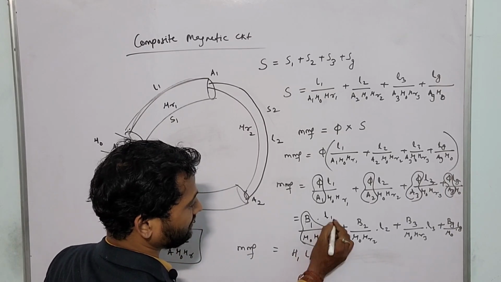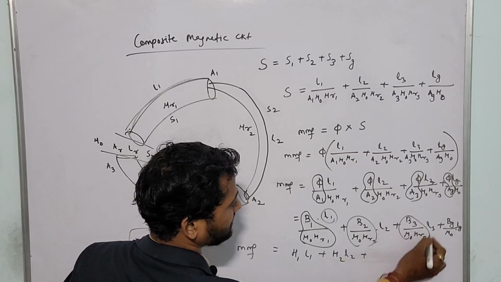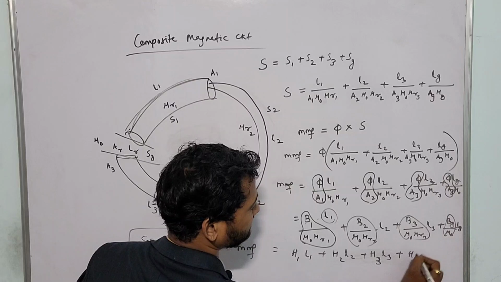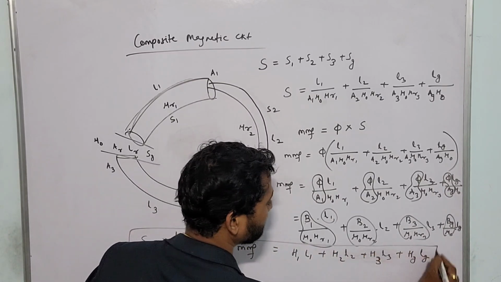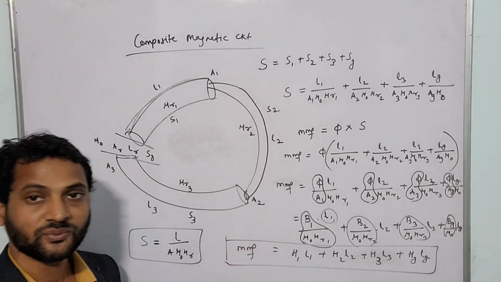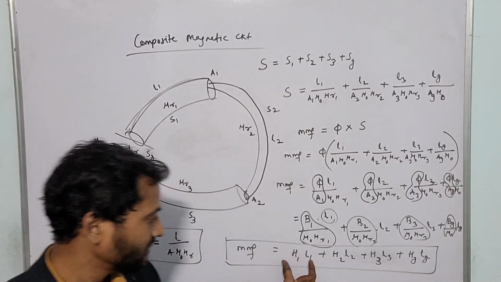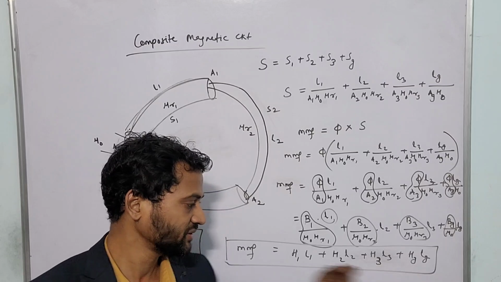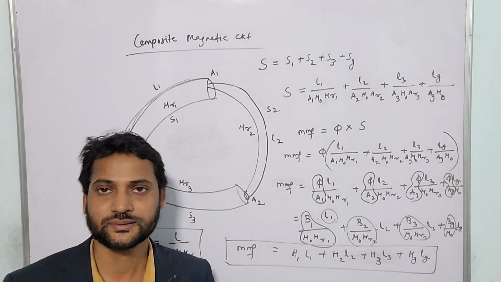So it will be H1 into L1. This will become H2 into L2. This will become H3 into L3. This will become Hg into Lg. So this is your final expression of mmf. That means total mmf will be the sum of individual mmfs. You can say H1 L1 plus H2 L2 plus H3 L3 plus Hg Lg. I think that is all about composite magnetic circuit.